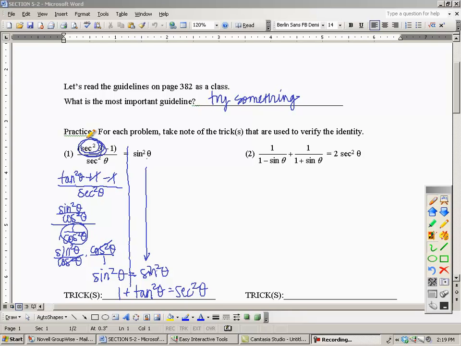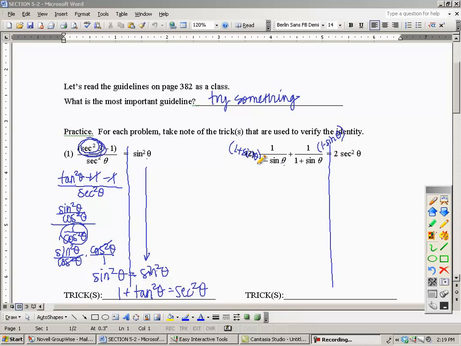In number 2, if you look, I'm going to try and add these two fractions together. Obviously, I think the fractions are the worst side. So I'm going to draw my line down. And what I'm going to do then is find a common denominator. So I'm going to multiply this first fraction by 1 minus sine, and I'm going to multiply the second fraction by 1 plus sine.